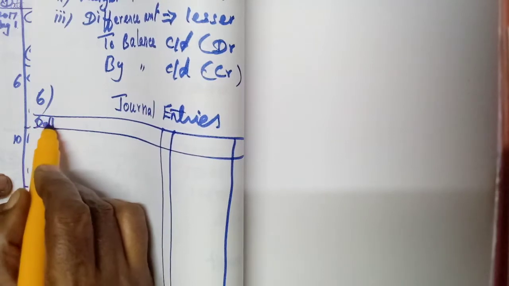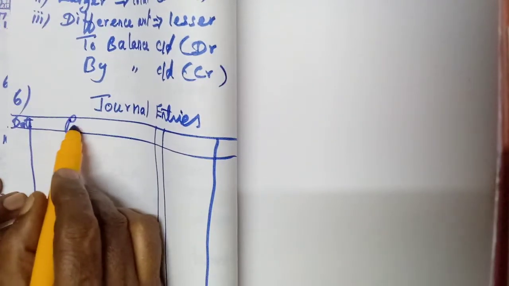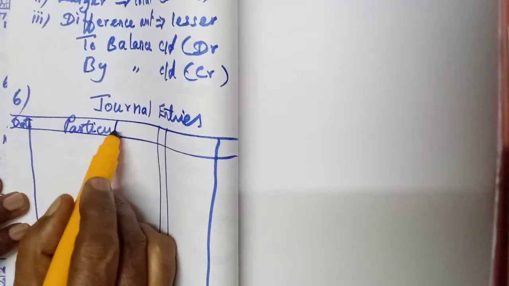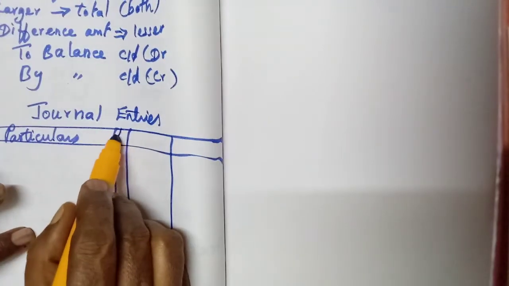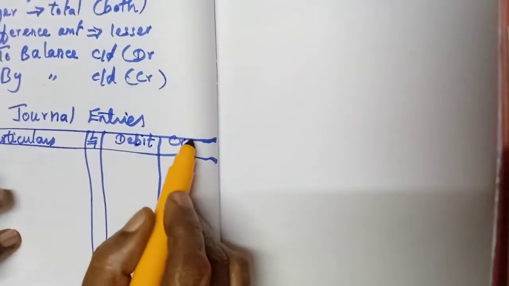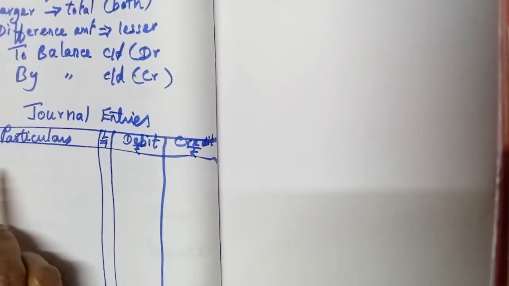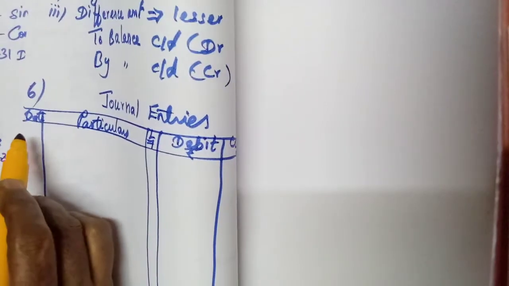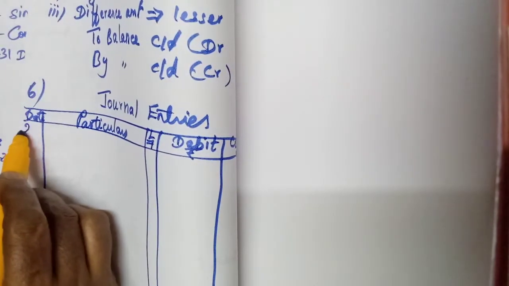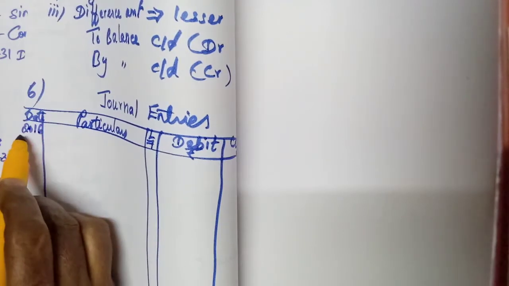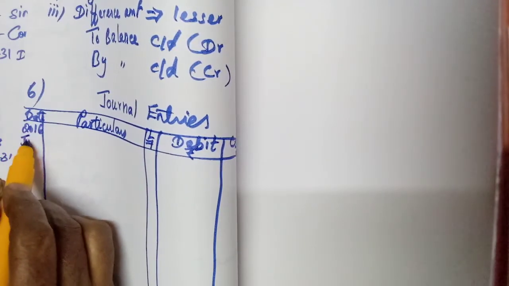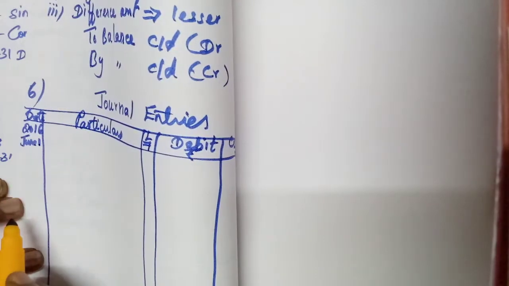Okay, date, particulars, then LF, debit, credit, rupees symbol we write. Okay. Now first journal entry. First we will write the date. First year. Okay. What is the year? 2016. June 1. Okay. We have written the date.